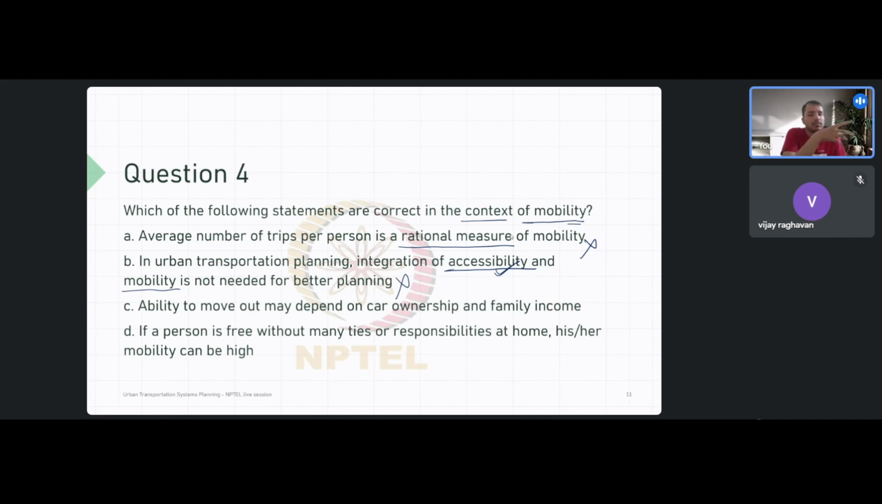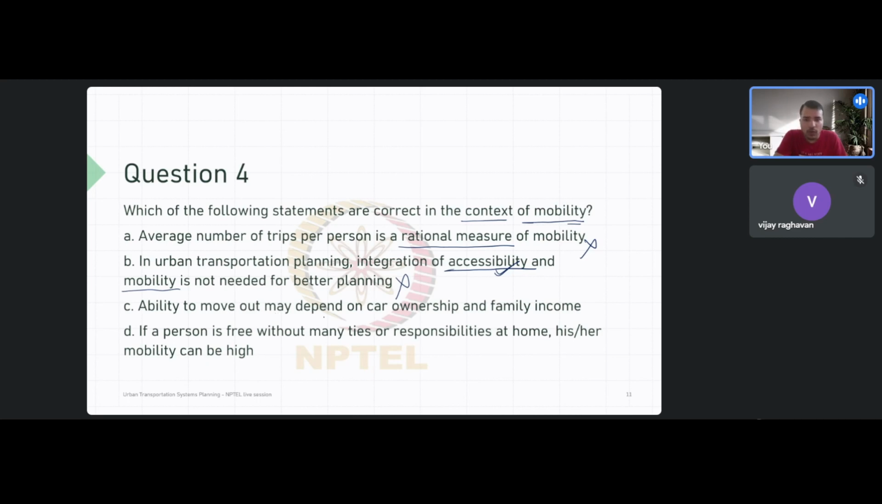Like there, the picture of accessibility will come into place because how easy it is to reach from one place to another. That will also affect the situation because if there are roads, there is public transport, we can easily reach from one place to another. But if that is not the situation, accessibility will be less, so mobility will be less. So we need to club accessibility and mobility together to get the full picture of transportation planning. So C we can remove.